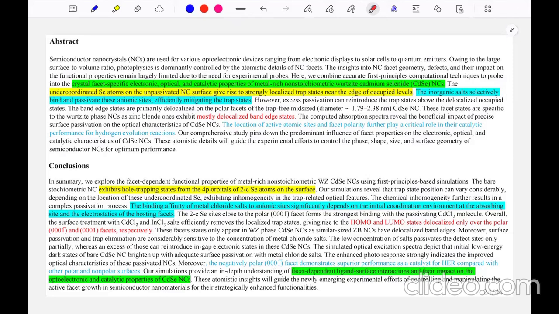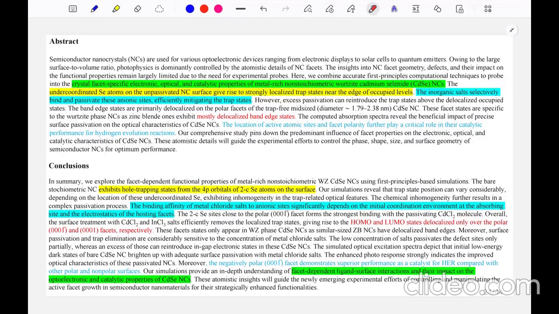Both the abstract and conclusion highlight identifying the origin of the trap state. Here you can see a localized trap state due to an under-coordinated selenium atom. Here also, two-coordinated, under-coordinated selenium atoms and hole trapping state. This is the origin of the trap state.